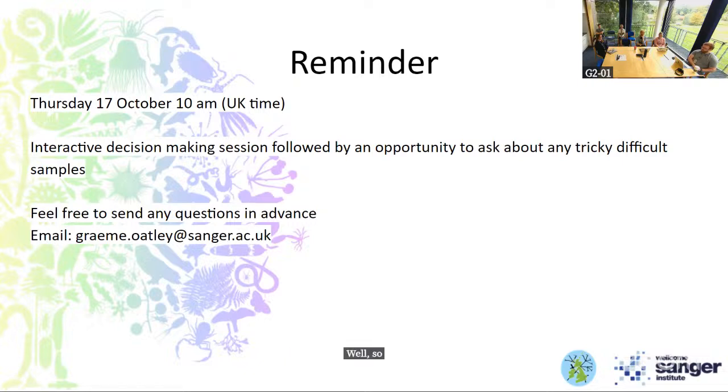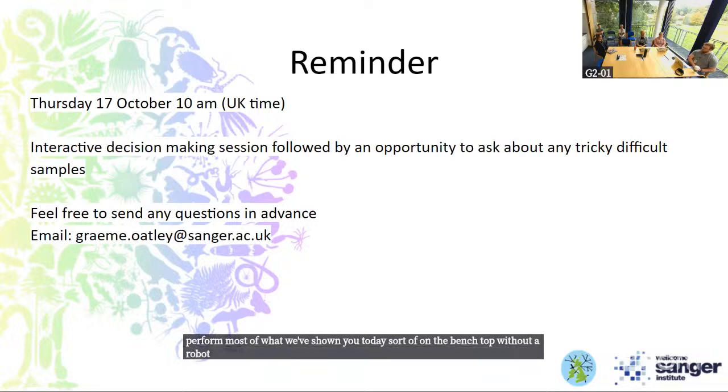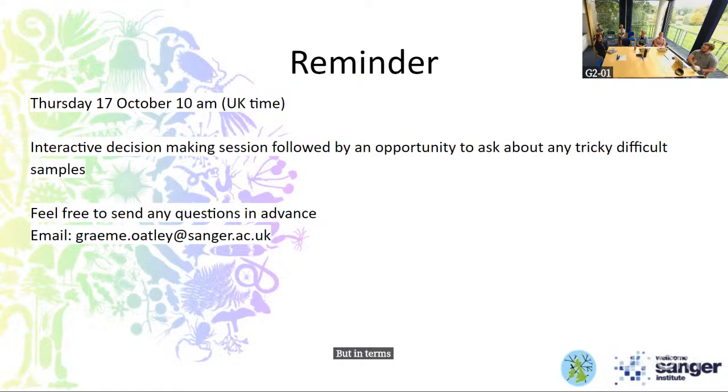Well, so I think all our processes we can do manually, so they don't have to be automated on the Kingfisher. So you could definitely perform most of what we've shown you today on the bench top without a robot. But in terms of a smaller scale automation, without a Kingfisher, I'm not sure what the options are. I think Eppendorf have a smaller automation machine, which is not as big as the Kingfisher, which could do fewer samples.